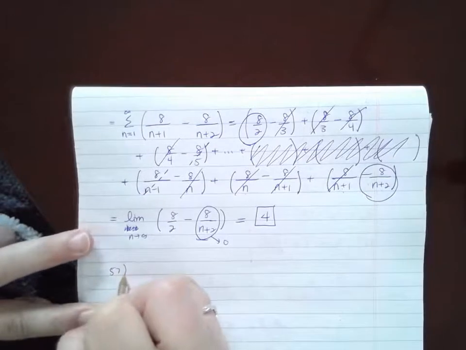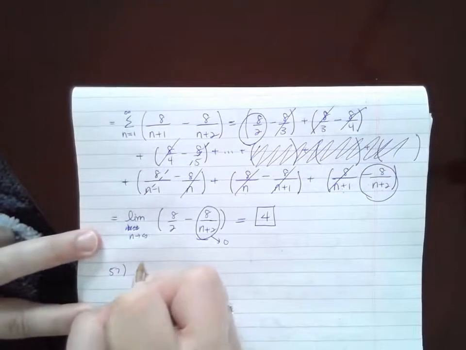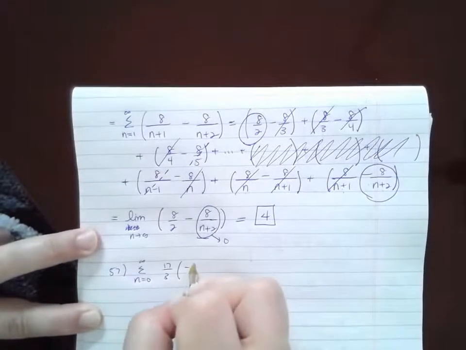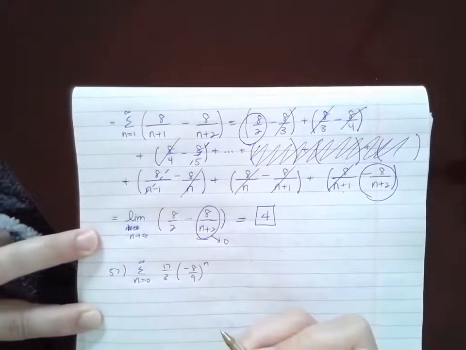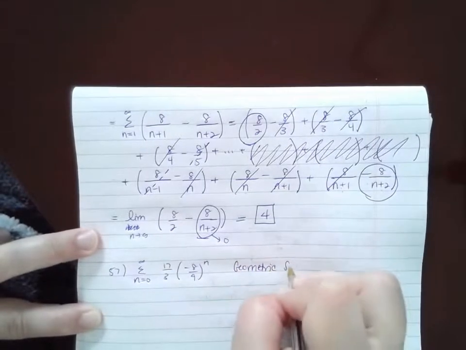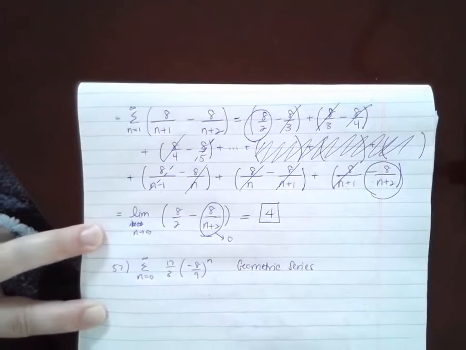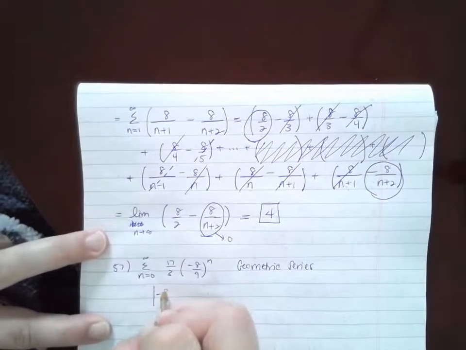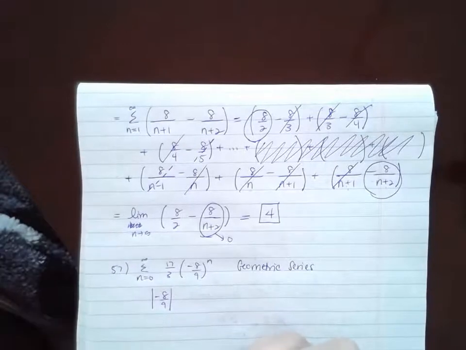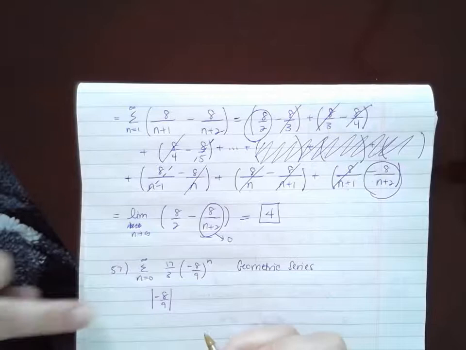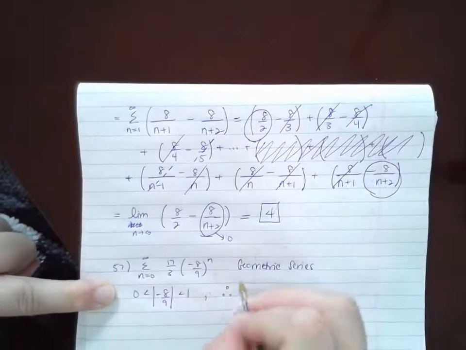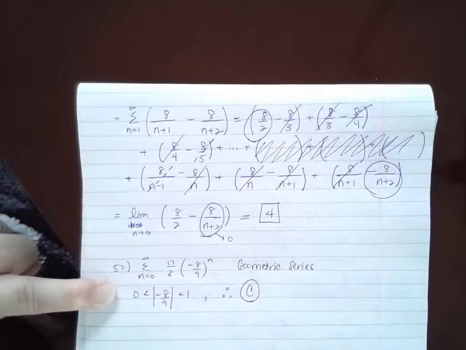57. The sum from n equals 0 to infinity of 17/3 times negative 8/9 to the n. This is a geometric series. The rule for a geometric series is to take your r value, which in this case is negative 8/9, and identify its absolute value as either being between 0 and 1 or greater than 1. This is between 0 and 1, and if that's the case, then we have a convergent geometric series.